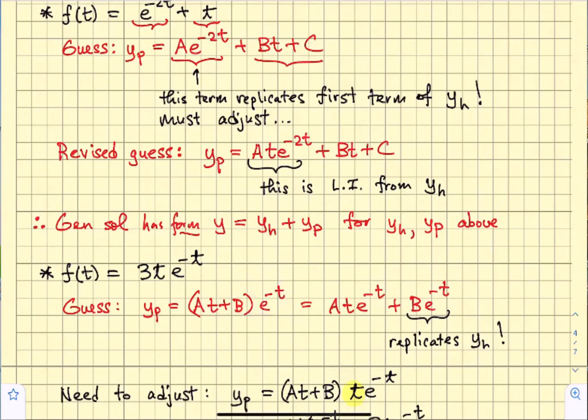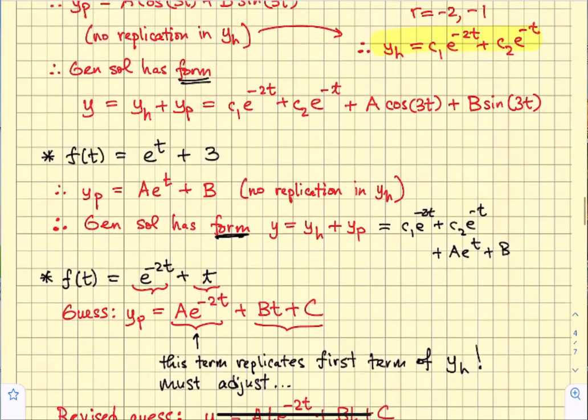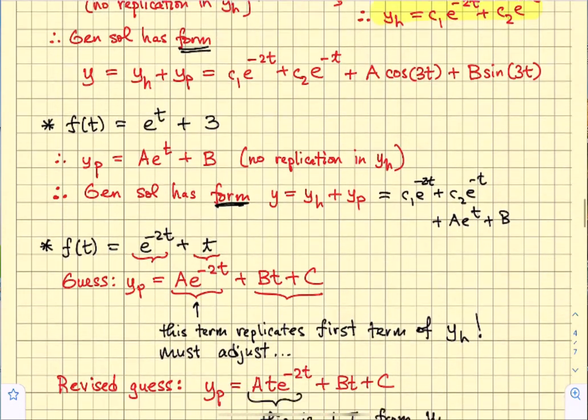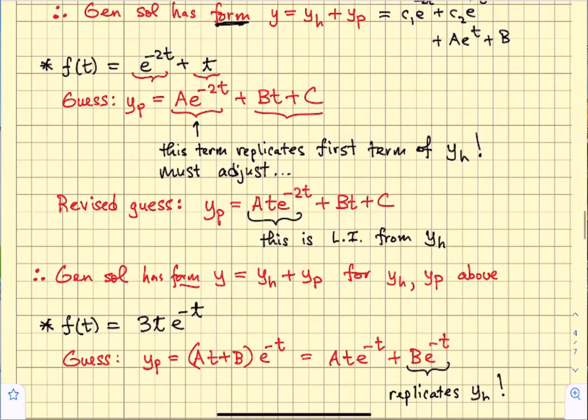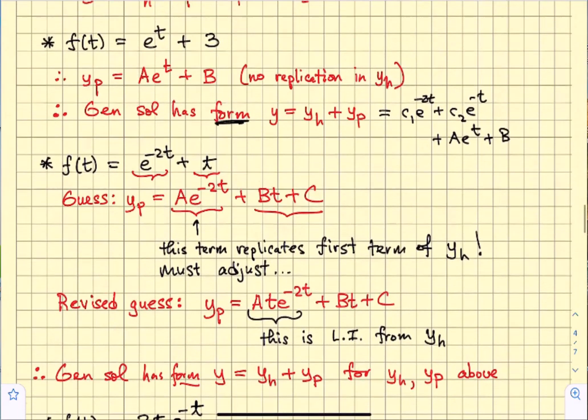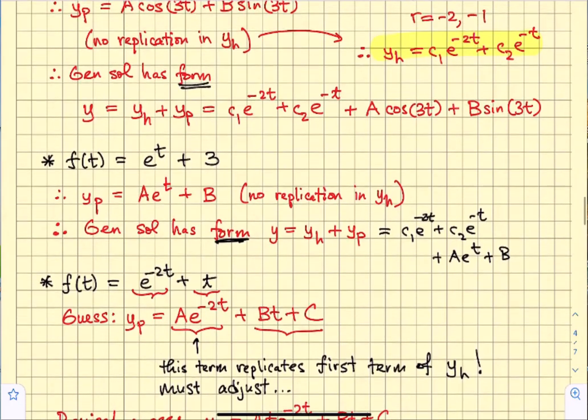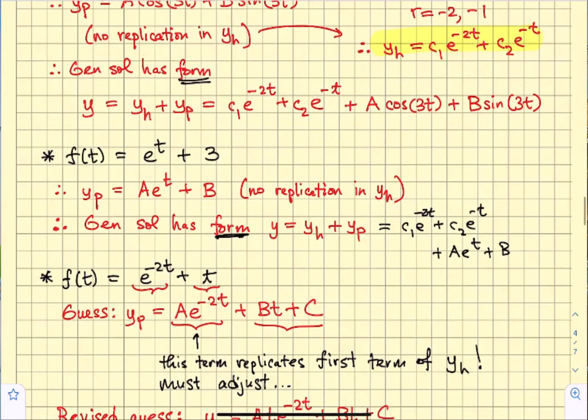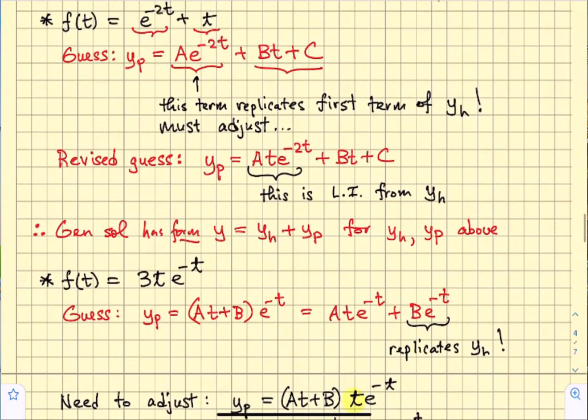We need to check for replication. I like to do this by just multiplying this out and then staring at these terms and staring at our YH and seeing if you have any replication. Notice this term is fine because it has a t e to the minus t in it, but the other term is a constant times e to the minus t, and a constant times e to the minus t is sitting right here, and it is replicating. So the second term in our yp here is replicating something in our yh. So that's the part that needs to be revised.